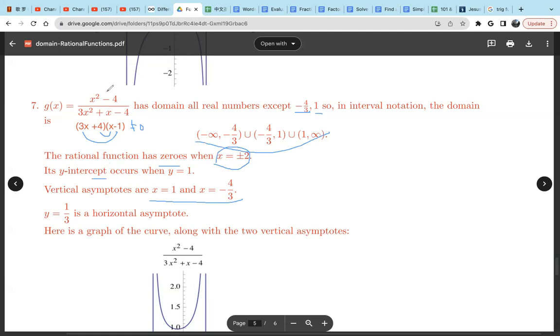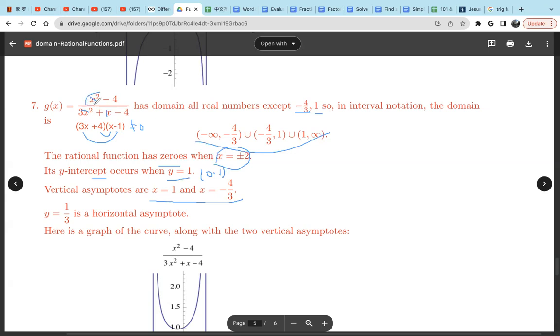Y-intercept means the x value is 0. So this is gone, this is gone, this is gone. We have -4 divided by -4, which is 1. So y equals 1 is a horizontal asymptote. Okay, so (0, 1) is the y-intercept.